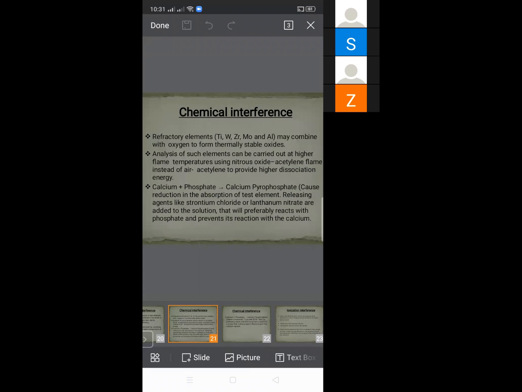to dissociate these thermally stable oxides, because the air acetylene flame is a low temperature flame and cannot provide the high dissociation energy to these thermally stable oxides. So the high temperature nitrous oxide acetylene flame is used for their decomposition.